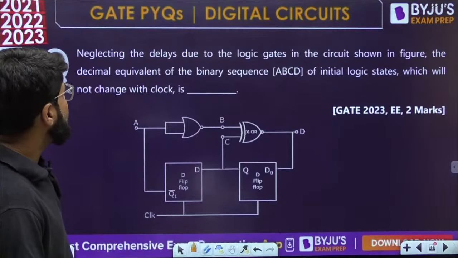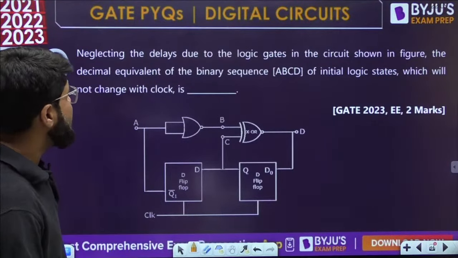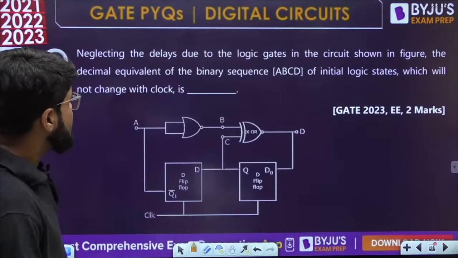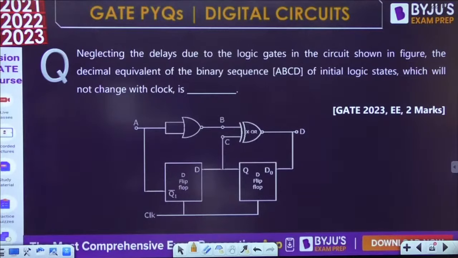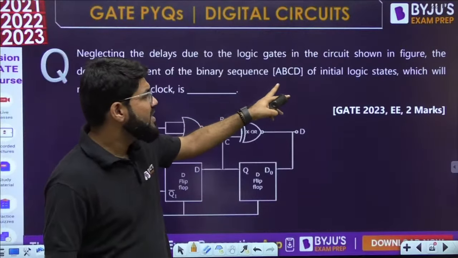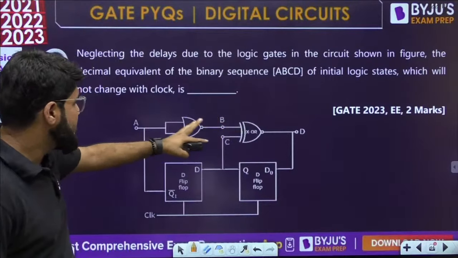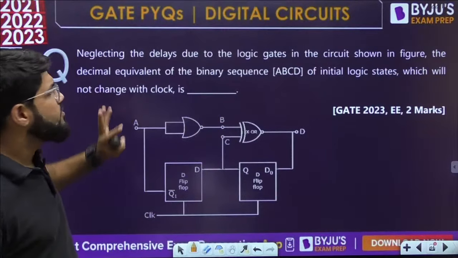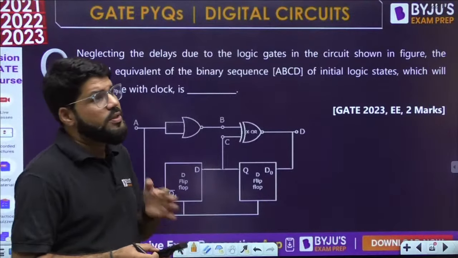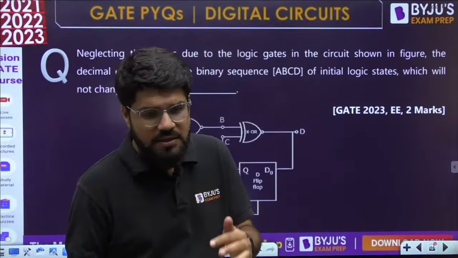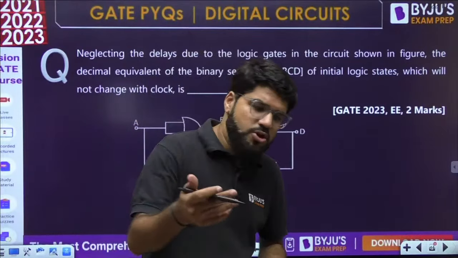What is the decimal equivalent of the binary sequence ABCD of initial logic states, which will not change with the clock? Not changing with clock means it is a lockout type of condition. Whatever is the current value, the next should be the same.